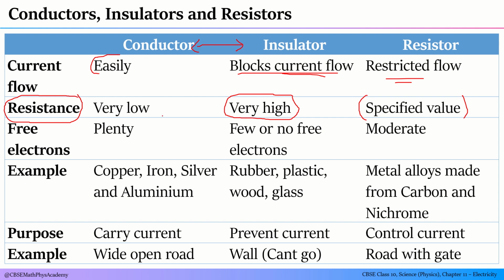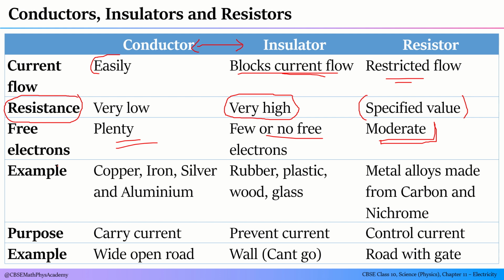Free electrons. We saw that a conductor usually has one free electron in the outermost orbit, and there are many such conductor materials. The metal, whatever is used, has one free electron, and a conductor has millions and billions of such atoms or electrons. So they have plenty of free electrons. Whereas an insulator has no or very few electrons, which is not sufficient to conduct electricity. Whereas in the case of a resistor, it's always in between conductor and insulator. It has a moderate number of free electrons.